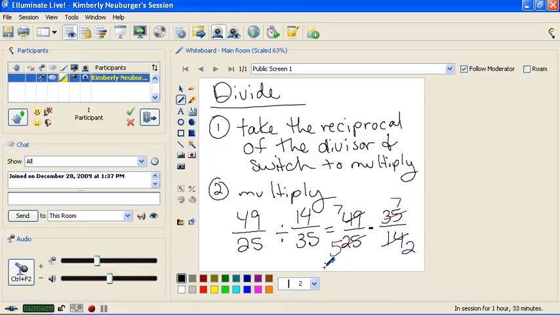So now we're going to multiply straight across, and 7 times 7 is 49. And 5 times 2 is 10. And remember, improper fractions are perfectly fine, so our answer is 49 over 10.